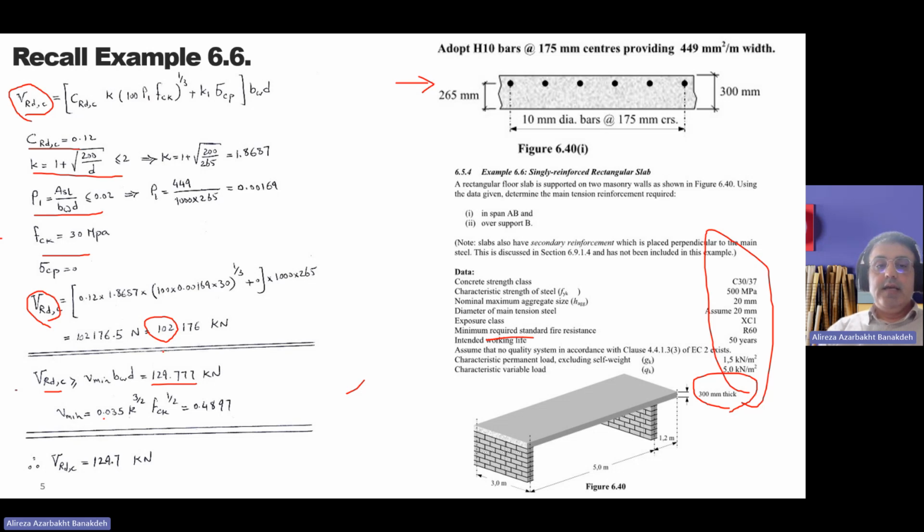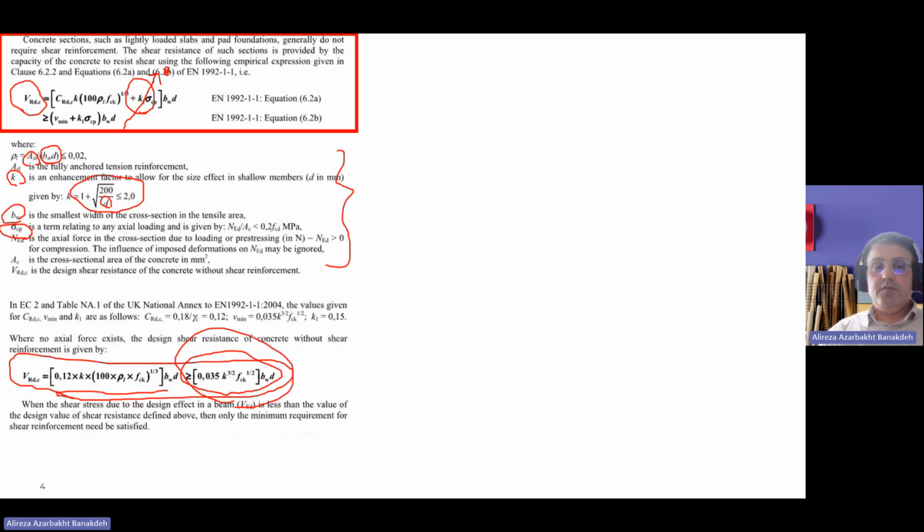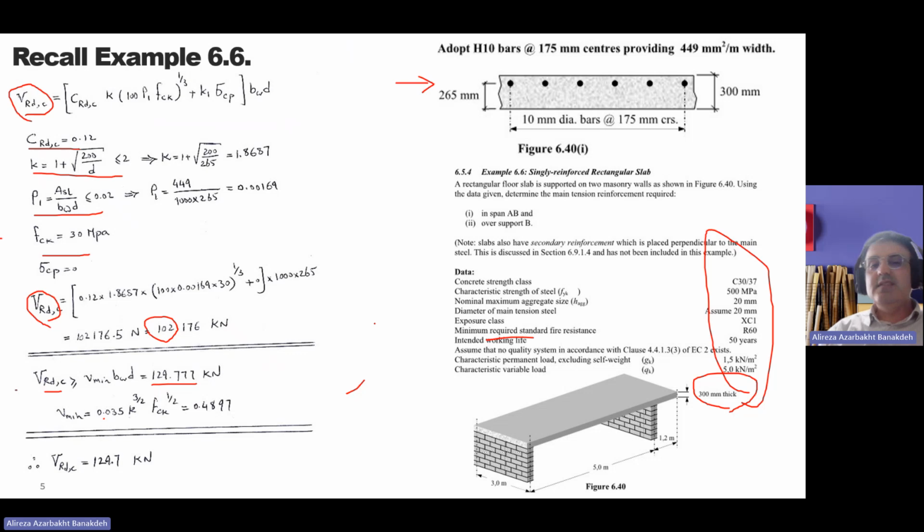129 kilonewton. And again, you see that these two formulas, the first one is this one, and the second one is this one. And as you see, the second formula governs the case here, which means again that the 300 millimeter thickness is too much for this case. Anyway, based on the Eurocode, the VRDC is 129, almost 130 kilonewton. It means that I calculated everything for 1 meter length of the slab.